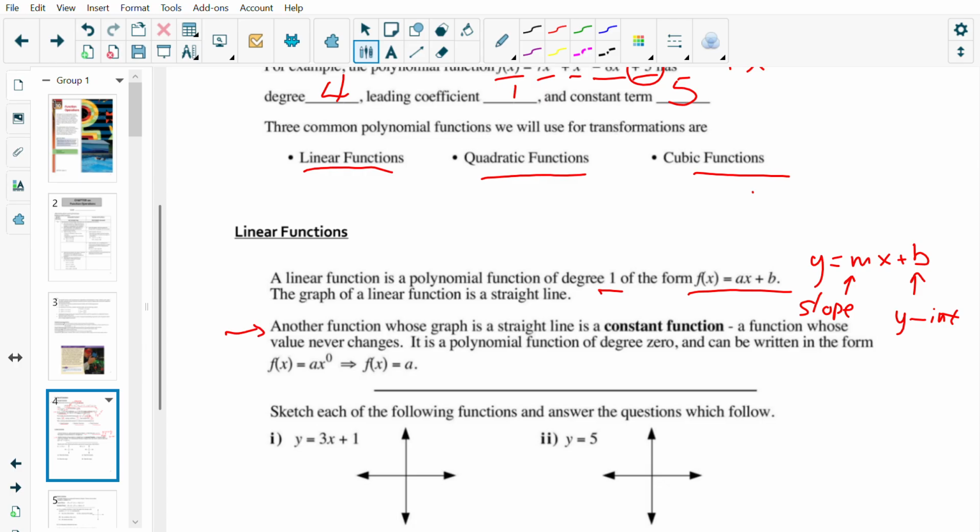Now the function whose graph is a straight line is a constant function, a function whose value never changes. It is a polynomial function of degree 0 and can be written in the form f of x equals a times x to the 0, or just f of x equals a. This would be a horizontal line.